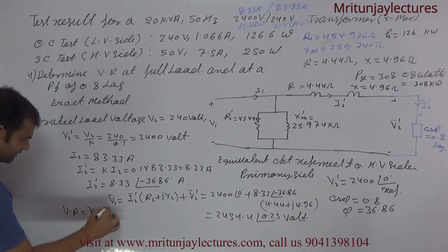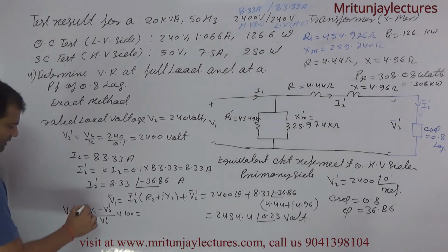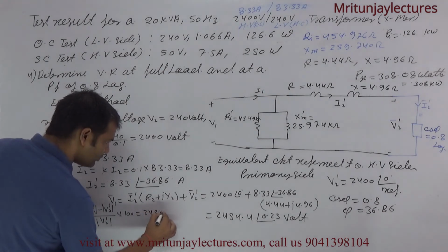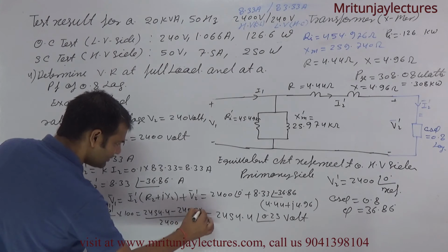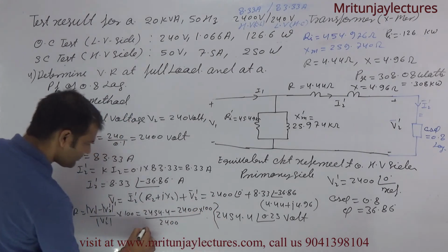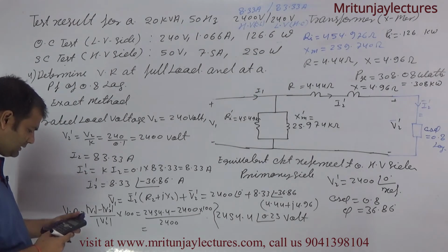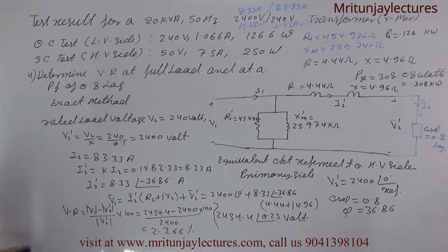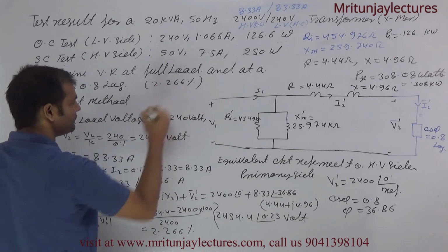Clear? Now our motto is to determine voltage regulation. Voltage regulation is equal to V1 minus V2 dash divided by V2 dash into 100. The magnitude of V1 is 2454.4, minus 2400, divided by 2400, into 100. Finally we got 2.266%.